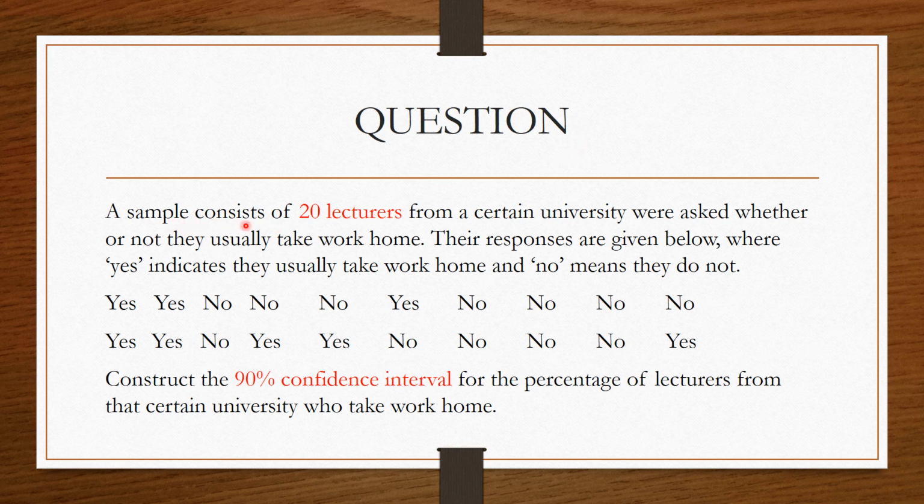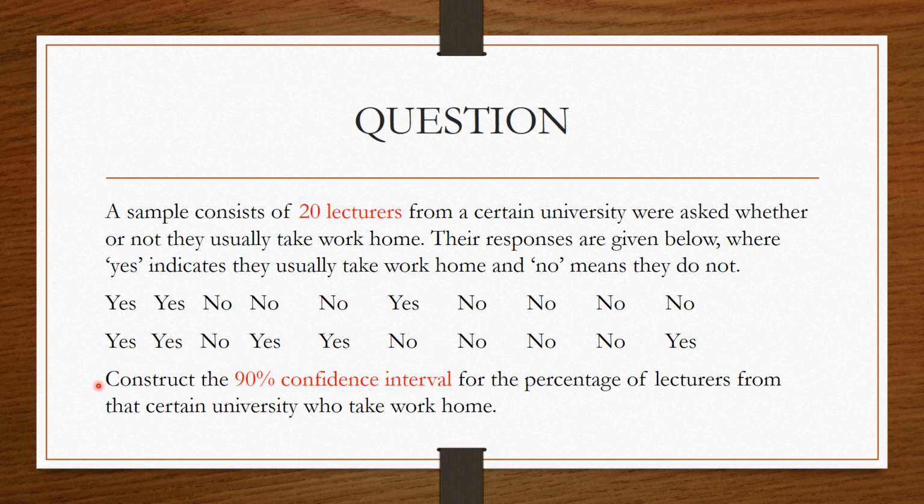A sample consists of 20 lecturers from a certain university were asked whether or not they usually take work home. Their responses are given below, where yes indicates they usually take work home and no means they do not. Okay, so these are the sample given. Your raw data for yes or no is what we call the categorical data.